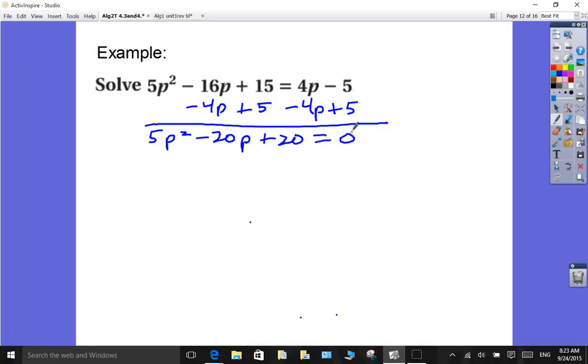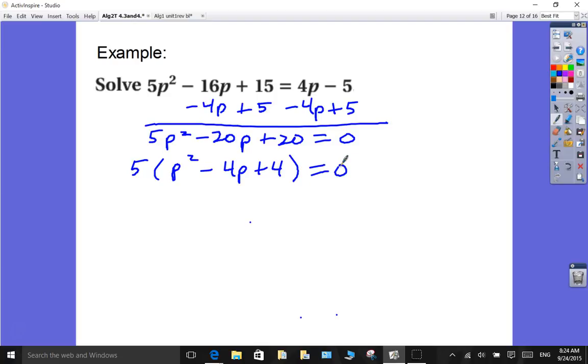Okay, do I have to do the complicated factoring now? I'm not sure, but there's something I can do first. I could factor out a 5, right? I could go like this: 5 times p squared minus 4p plus 4 equals 0. But in the end, the 5 is going to go away, right?